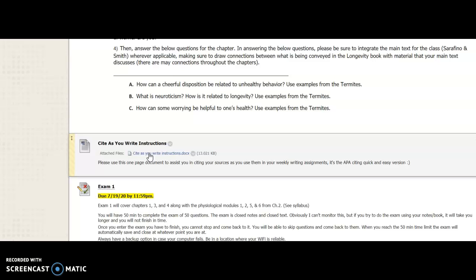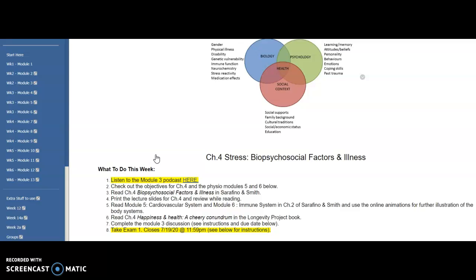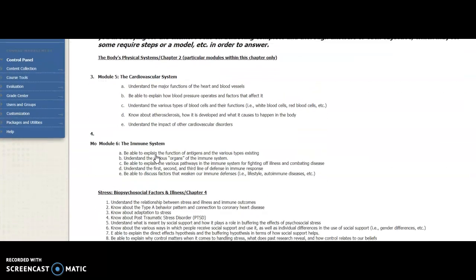That's proper citation. And just so that you know what that looks like, you can click on this one-page document. I have just some examples for you of how to cite properly in APA format. Okay, and then lastly, this brings you to the end of week 2. So week 2, you're covering 2 modules. You're covering module 3, and then you're covering module 2, which we talked about in the last podcast.